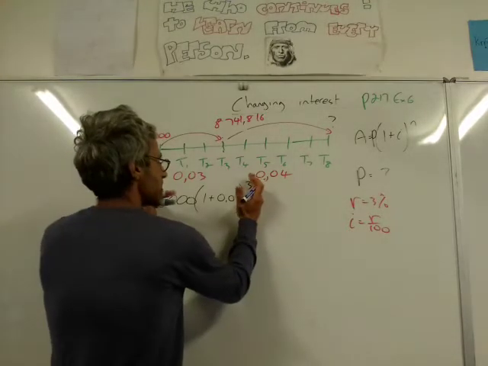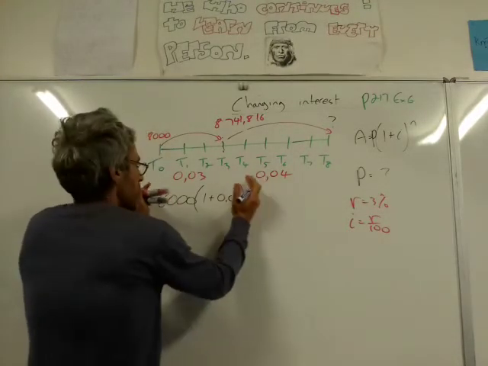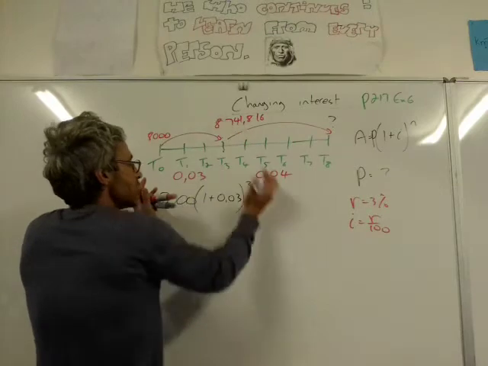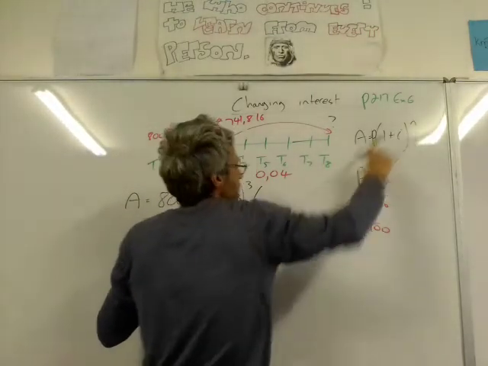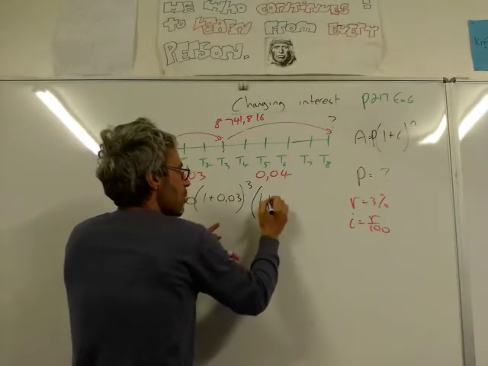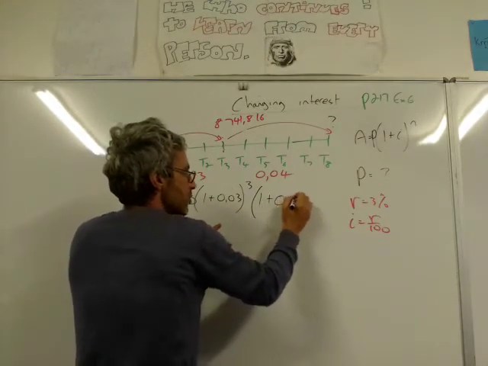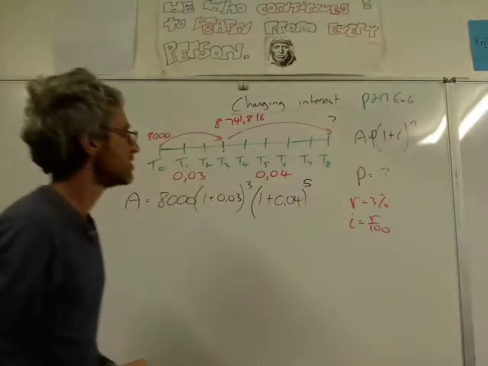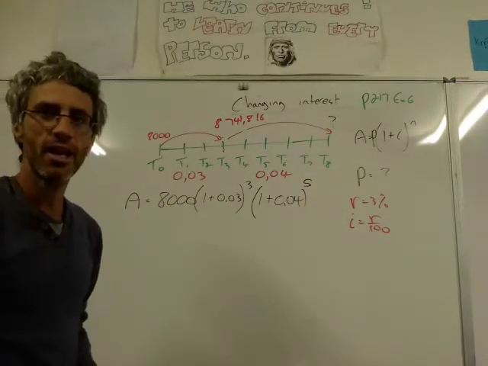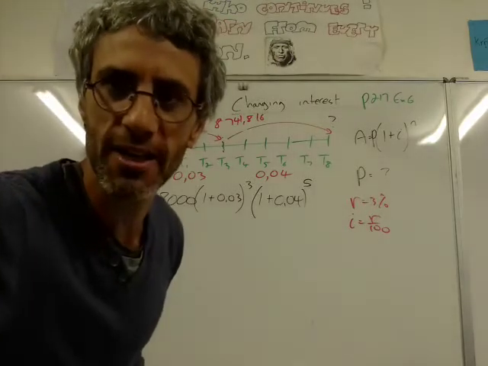How do I grow it for another 5 years? Well, now this is my new P. As I told you before, that is the new P. I don't need to know what it is. All I need is to grow it. How do I grow it for another 5 years? I'm multiplying it by 1 plus 0.04, because that's the new interest, to the power 5. Can you see that? Okay, I'm just going to pause here for a second.